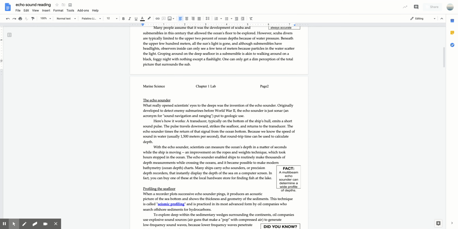And it makes sense, guys. If we know how fast it's going and we know how long it takes, then we can figure out how far it went. With the echo sounder, scientists can measure the ocean depth in a matter of seconds while the ship is moving. That's an improvement on the ropes and weights technique, which took hours stopped in the ocean. The echo sounder enables ships to routinely make thousands of depth measurements while crossing the oceans, and it became possible to make modern bathymetry, or ocean depth charts.